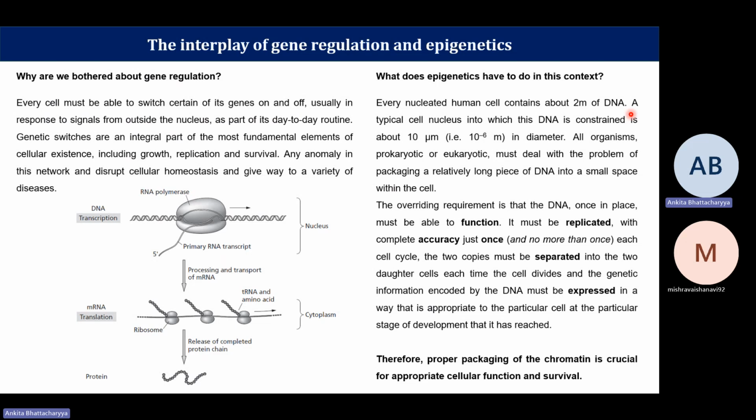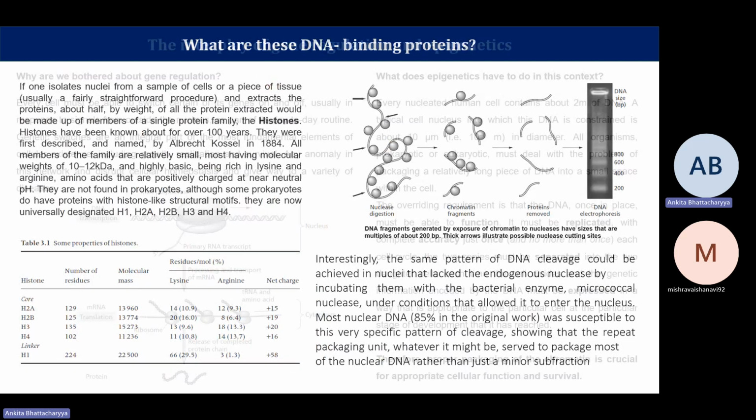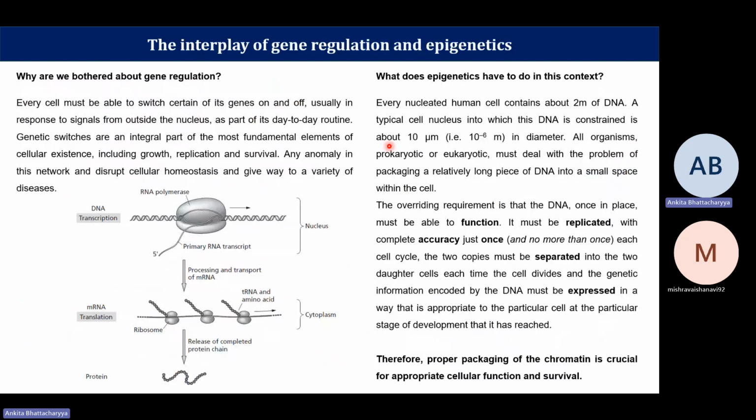And of course, the genetic information that is encoded within that DNA sequence should be expressed in a way which is appropriate to that cell at that particular stage and within the environmental conditions that it is experiencing at that point of time. So proper packaging of the chromatin therefore becomes an indispensable step for proper cellular function and for cell survival. So taking this into consideration, we will now look at the elements which actually allow the packaging of chromatin to be executed smoothly.